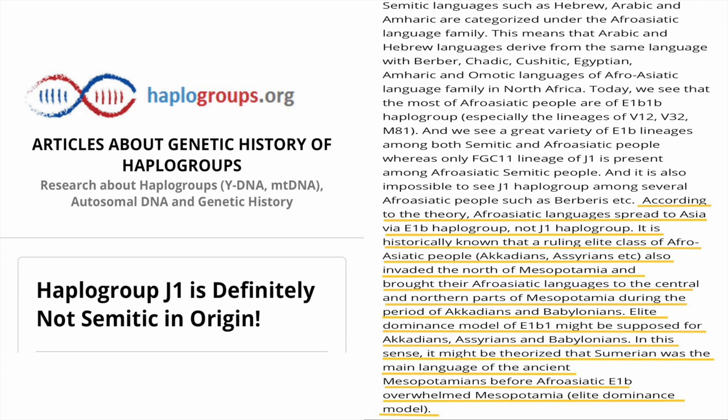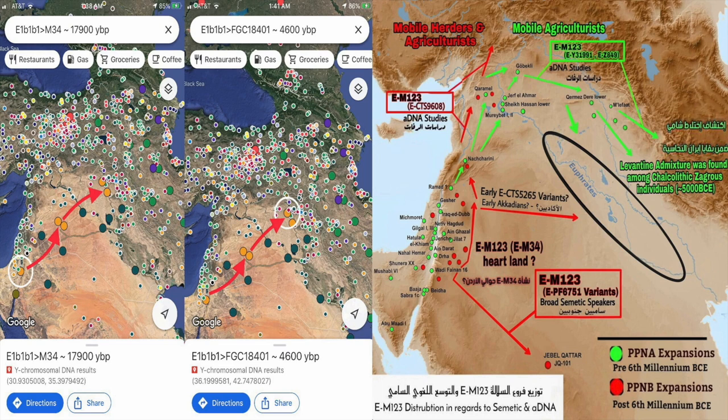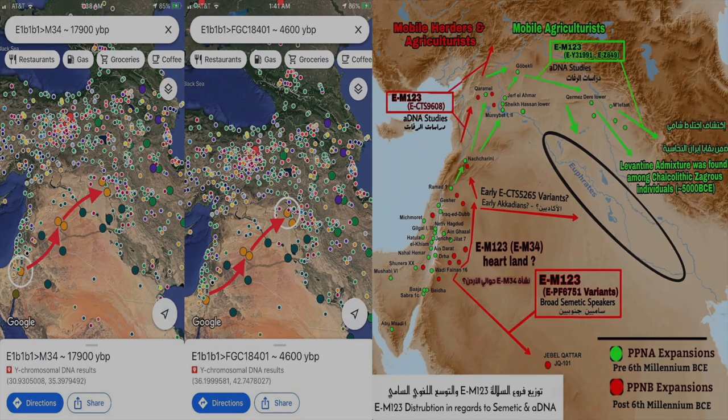In this sense, it might be theorized that Sumerian was the main language of ancient Mesopotamians before Afro-Asiatic E1b overwhelmed Mesopotamia, elite dominance model. Therefore, early Semitic populations like the Akkadians would have carried haplogroup E into Mesopotamia. The migration of Semites from the Levant into Mesopotamia actually fits perfectly with the spread of haplogroup E throughout the Middle East.